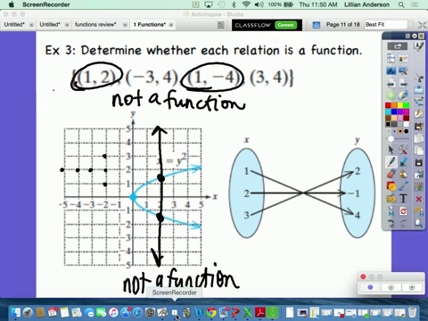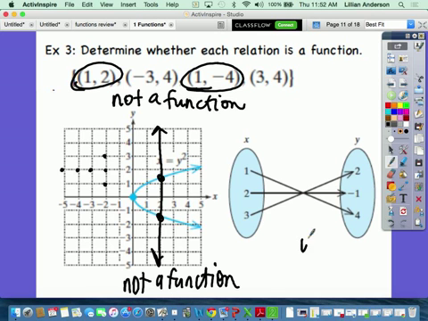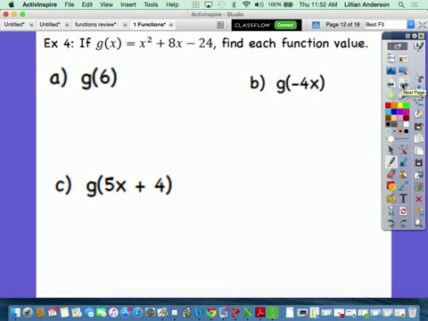Correct. Volunteer on the last one. Who has the last one? Tina. Sure. It's a function. Yes. Because if you look, every x has 1 y. Simple enough, right? Okay. This stuff should be even simpler.